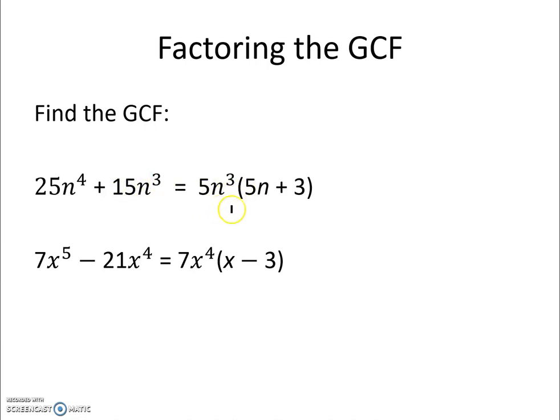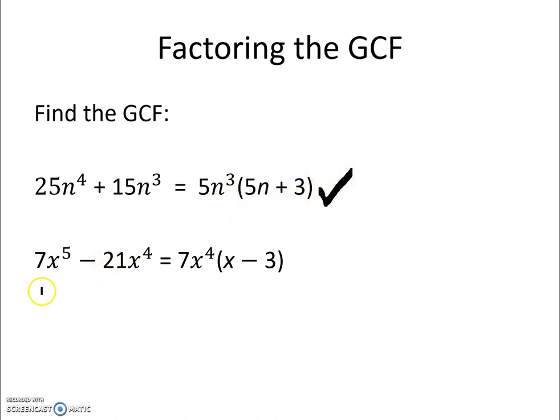Factoring that out, we think of what times that will give me 25n to the 4th. So 5 times 5 will give me my 25, and n cubed times n will give me my n to the 4th. We do the same thing for 15n cubed. What times 5n cubed will give me 15n cubed? And of course the answer is 3. So it's 5n cubed times the quantity 5n plus 3.